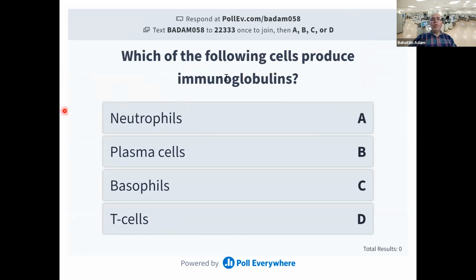Okay, now, which of the following cells produce immunoglobulins, antibodies? Neutrophils, plasma cells, basophils, T cells. Come on, guys. I'm not going to grade them, okay? No worry. Okay, see.